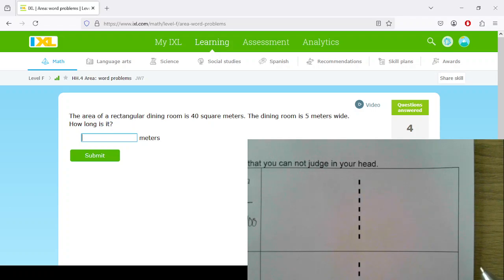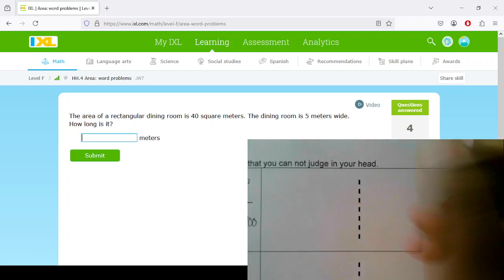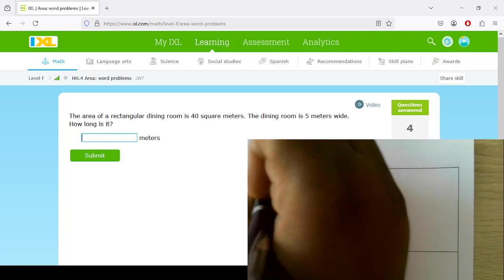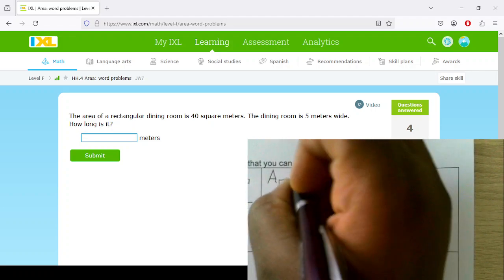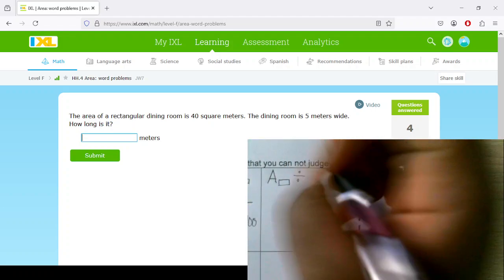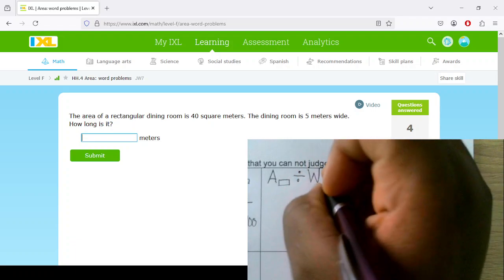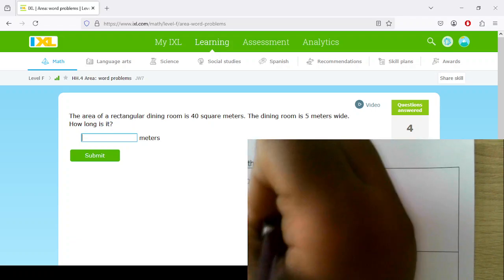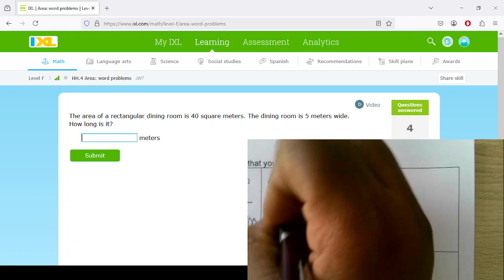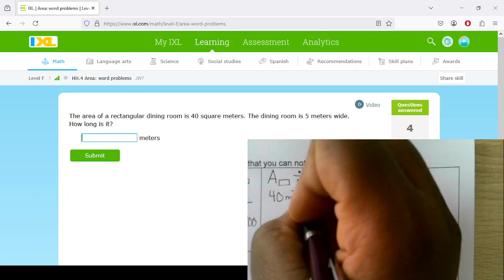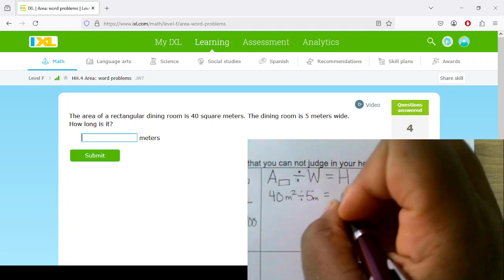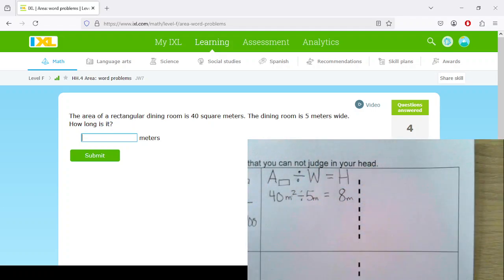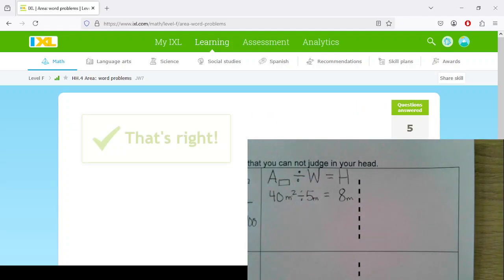My question is, how long is it? The area of a rectangular dining room is 40 square meters. The dining room is 5 meters wide. How long is it? I'm going to write area of a rectangle divided by the width dimension is equal to the height dimension. So 40 square meters divided by 5 meters is equal to 8 meters. So how long is it? It is 8 meters.